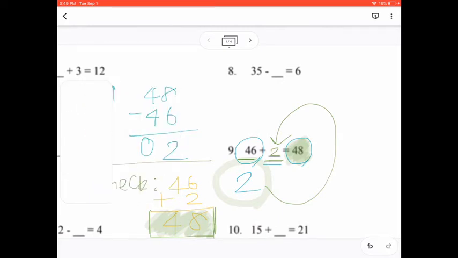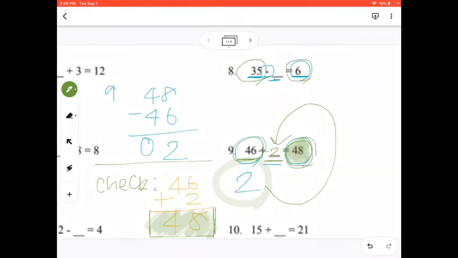Now, just in case you don't get it, I'm going to try the one with the subtraction sign. 35 minus blank is 6. In order to get that, you have to subtract this number by this number. For the addition problem, we subtracted the end number by the front number, right? But this time we're going to subtract 35 minus 6, the front number by the back number. Let's do that.